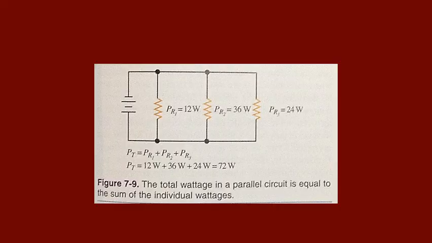In figure 7-9, you can see that the total power consumed, 72 watts, is equal to the sum of the individual electrical power values, such as R1 equals 12 watts, R2 equals 32 watts, and R3 equals 24 watts, consumed at each resistance.